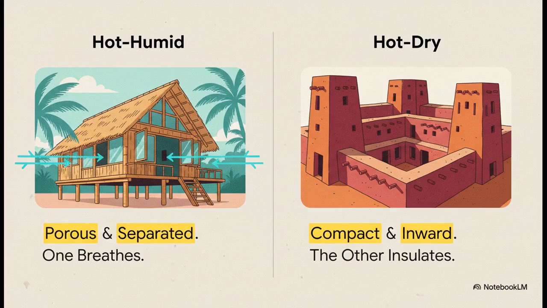Pay attention to this one, because this is where so many people get tripped up on the IRE. Hot and humid versus hot and dry. It's super simple when you see it like this. Hot and humid is all about being porous and separated. It's open, it's lightweight, it wants to catch the wind. Hot and dry is the opposite. It's compact and inward. It's dense, it's heavy, it's protecting itself. One breathes, the other bunkers. You have to know this difference.